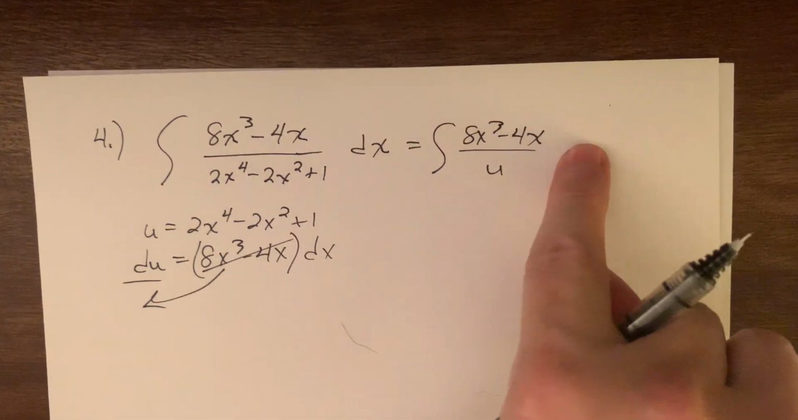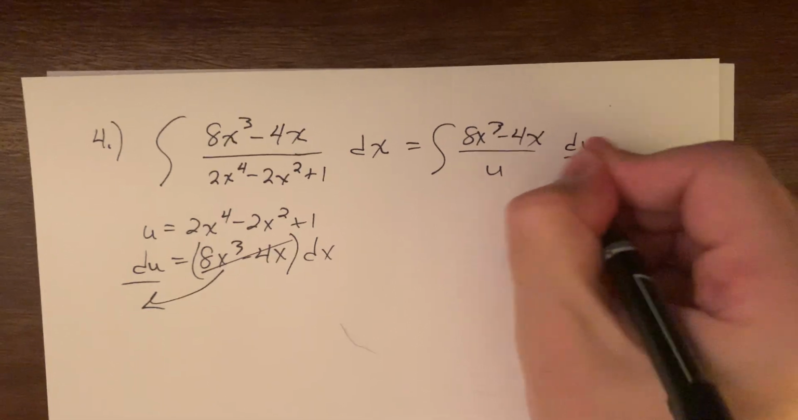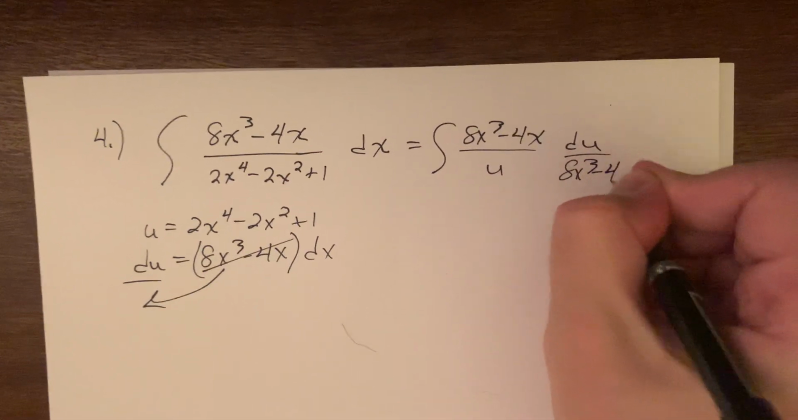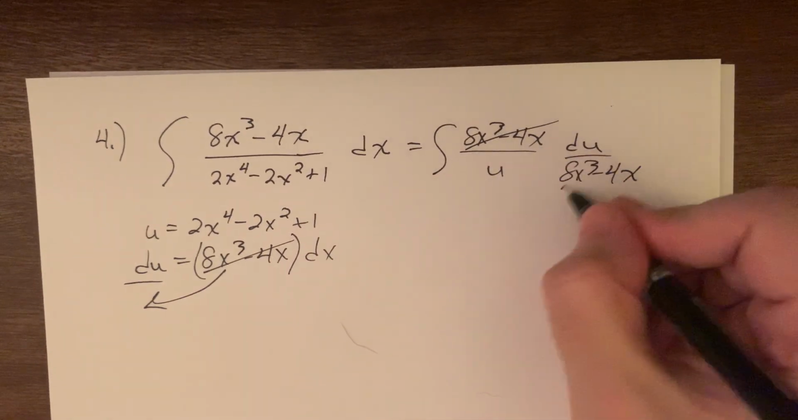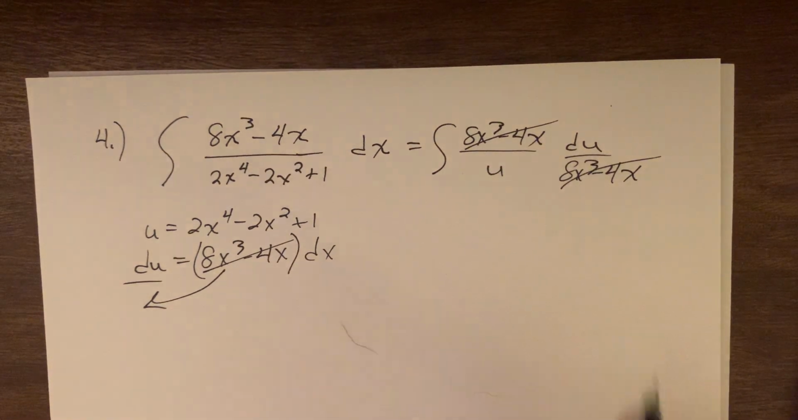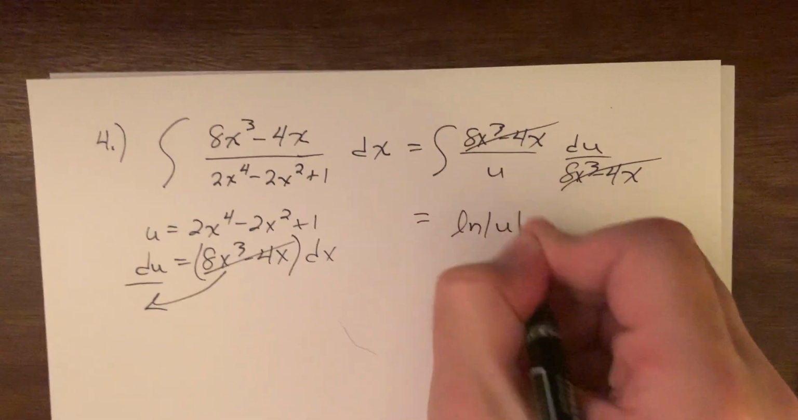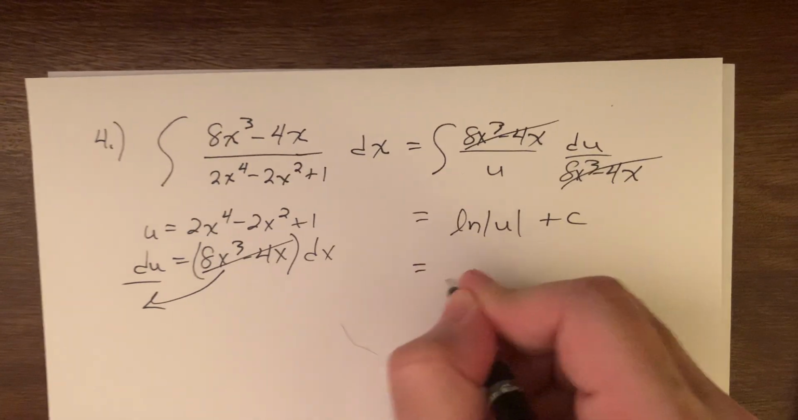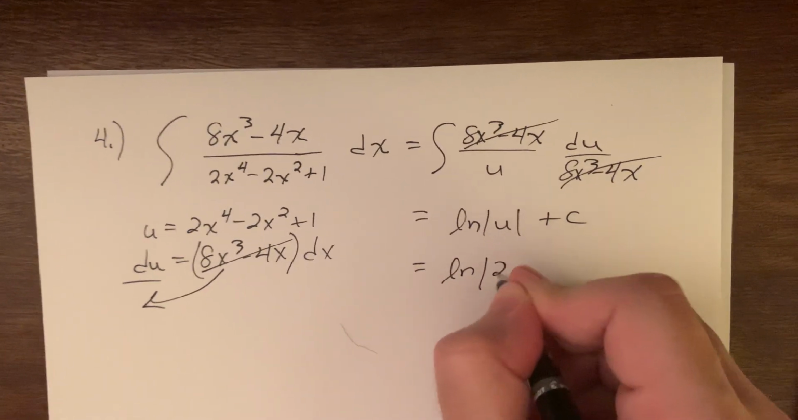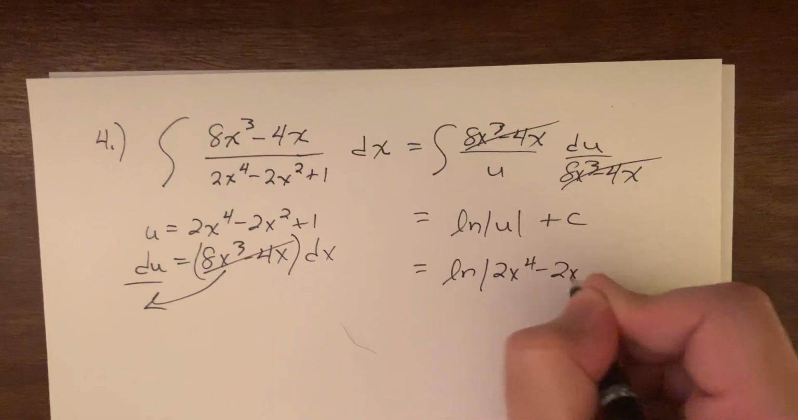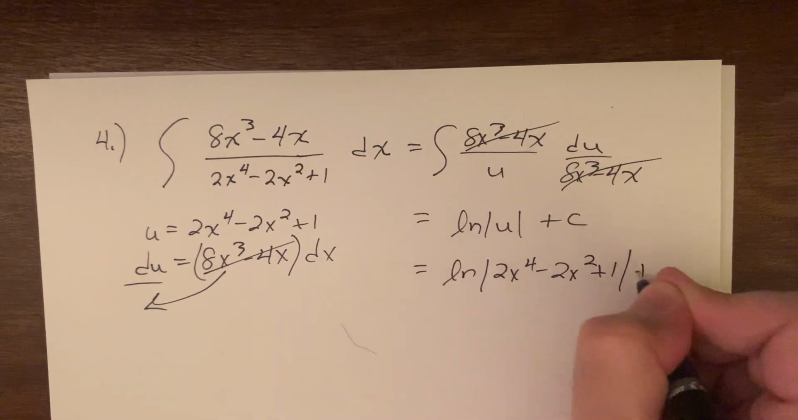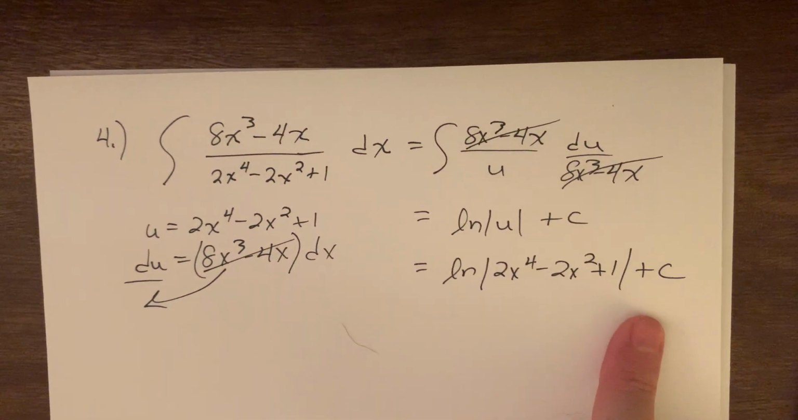This dx becomes du over the 8x cubed minus 4x. We've already noticed this cancels perfectly. There's not even an extra number. This is exactly 1 over u, nothing extra. So the anti is log of absolute value u. And I back sub.